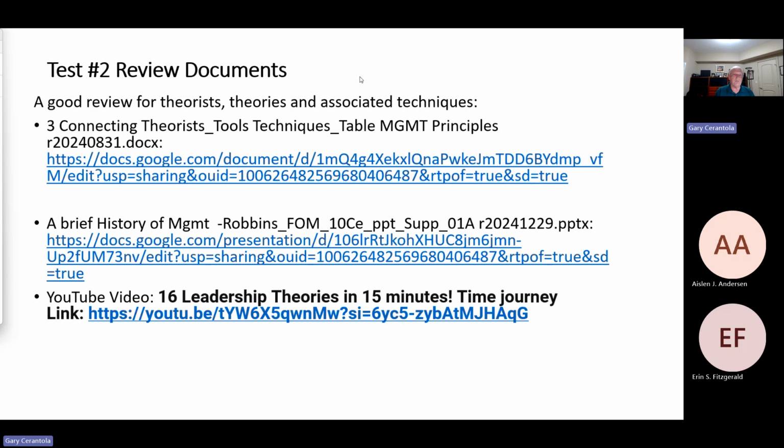Okay, so just about test number 2, though, what I emphasize, and I think I've talked about this before, is that these particular documents that I put in Google Docs are really important. It would make a lot of good sense, as you follow that study approach that I have, to go to these two documents. One is Connecting Theorists to Tools and Techniques, because it covers the connection between the surveys and the theorists and the theories. And then A Brief History of Management by Robbins, where I've actually incorporated all the theorists and theories that we cover in the course. So, you're going to see that. And test number 2 is going to cover a fair amount of the actual theories and theorists as well, generally speaking type of questions.